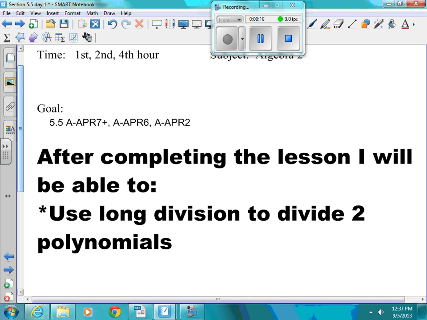The first part of this lesson is dividing polynomials using long division. So that's our goal for today: use long division to divide two polynomials.